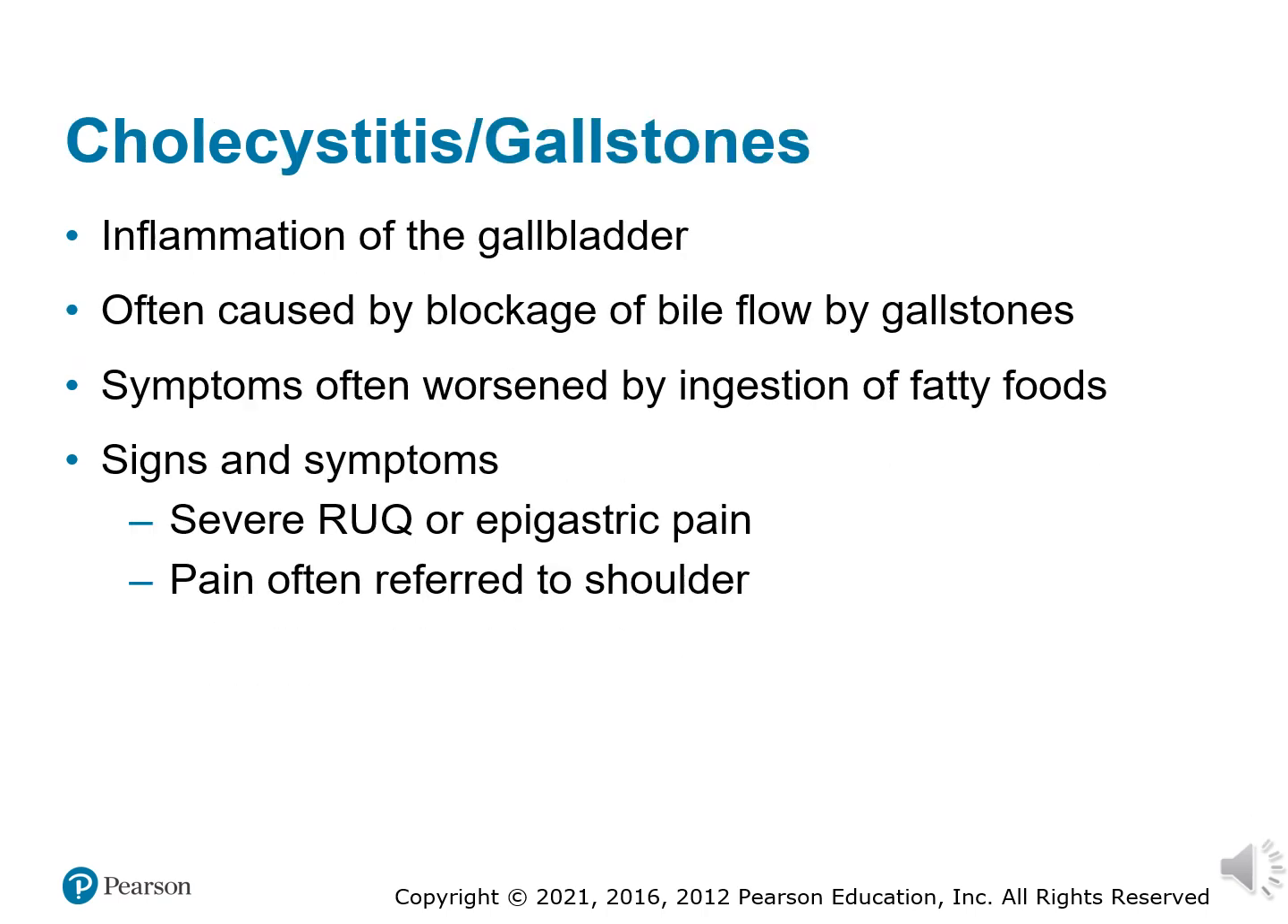Next, we're going to talk about cholecystitis, or gallstones. It is the inflammation of the gallbladder, often caused by blockage of bile flow by gallstones. Symptoms typically worsen with ingestion of fatty foods. Signs and symptoms are severe right upper quadrant or epigastric pain, and sometimes pain referred to the shoulders.